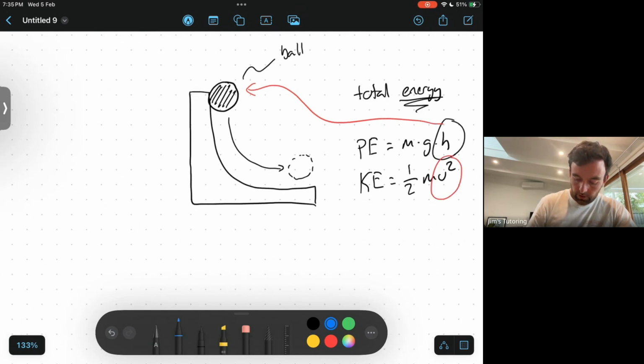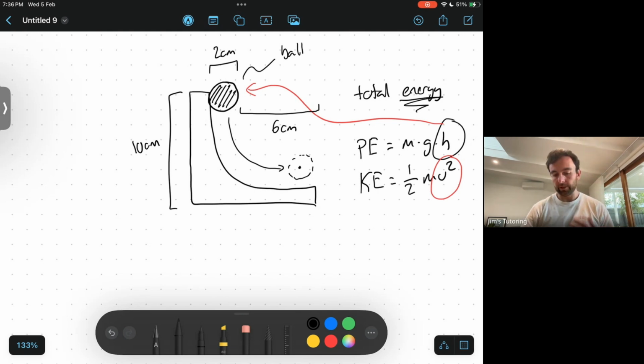No? Cool. And then the second one was actually calculating the change in potential energy as we go from here to here. Now it tells us, I'm just going to get these figures right. It tells us that this is 10 centimeters. This is 2 centimeters, the ball. And then this bit here is 6 centimeters. So by that, we can say these two added together are 8, so this part will also be 2 centimeters.